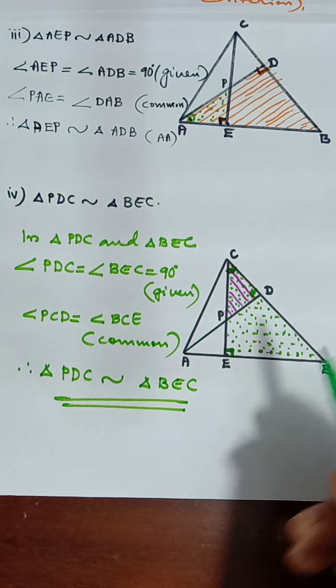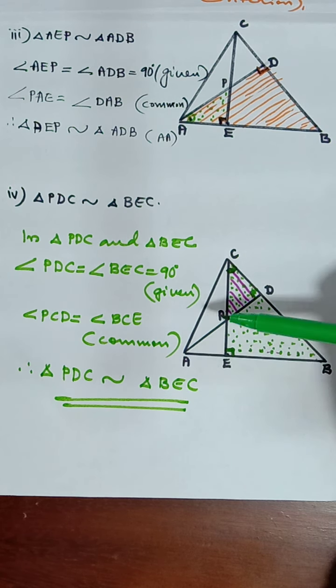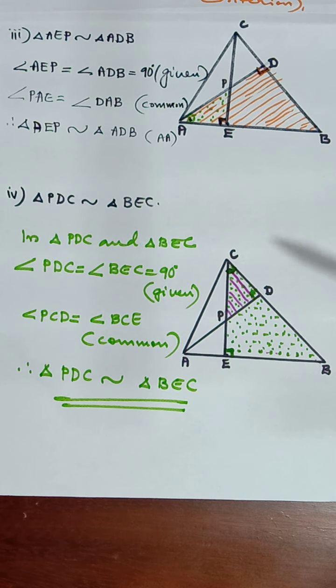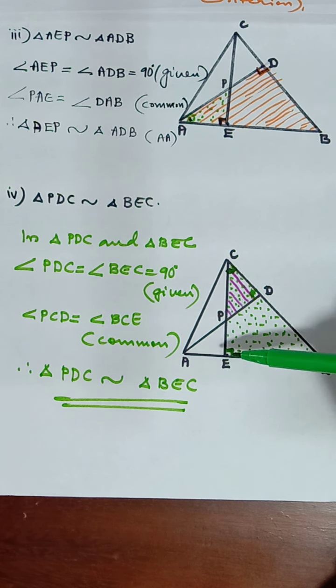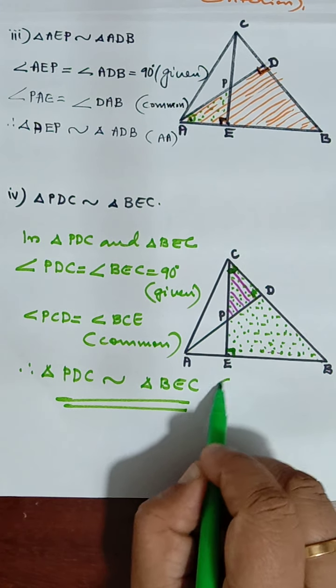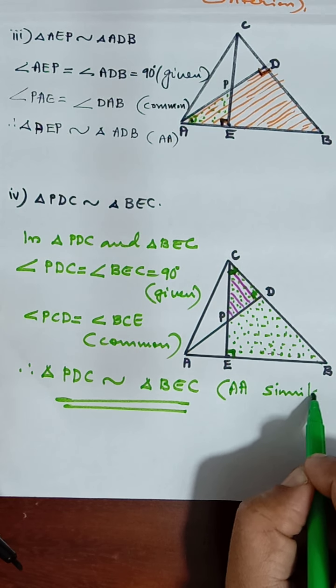Very simple. In all the figures, you have to mark whatever is given and find out the second point so that it will be easy to prove by AA similarity. We'll be able to prove these triangles are similar. Here it is 90 given, and angle PCD is common for angle BCE also. Therefore, we say that by the AA similarity criterion, these two triangles are similar. You also have to write the reason; it is better to score full marks.